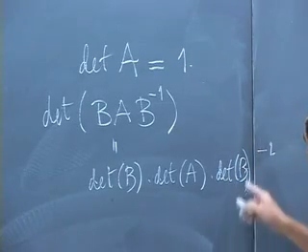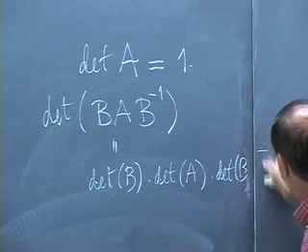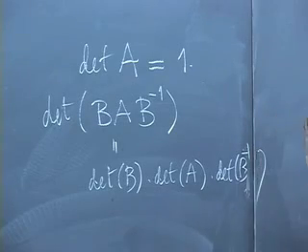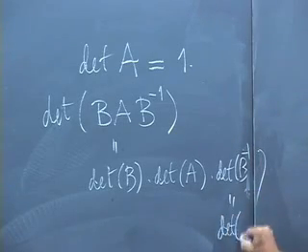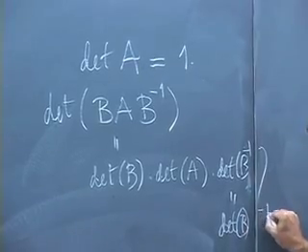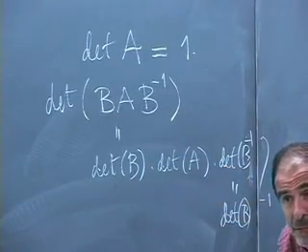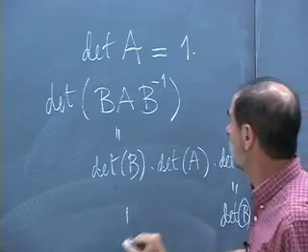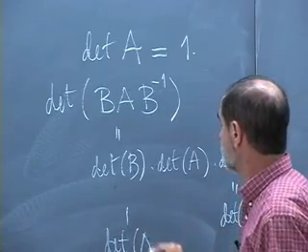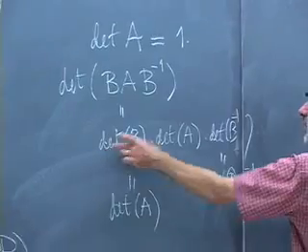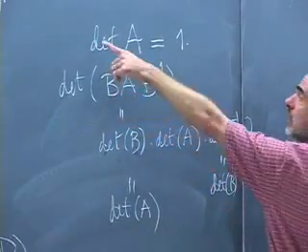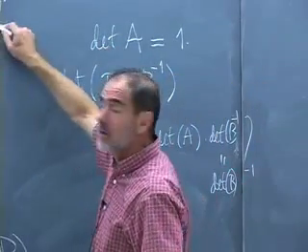Right? But the determinant of the quantity B inverse, this is the same as the determinant of B inverse. And this multiplication takes place in a commutative group. So this is actually the same as the determinant of A, because the determinant of B commutes with the determinant of A. It's in a group where the multiplication law is commutative.